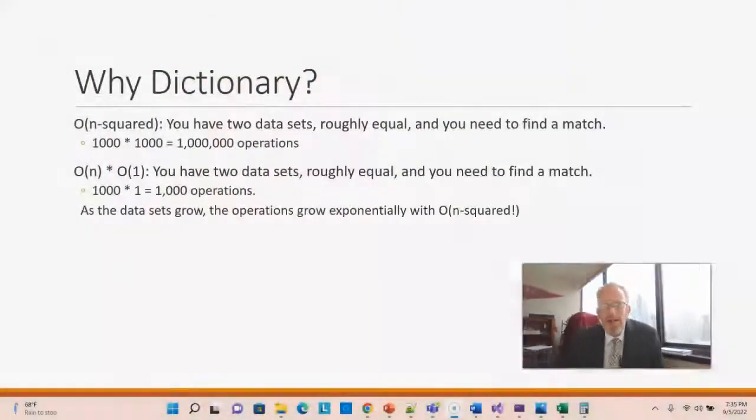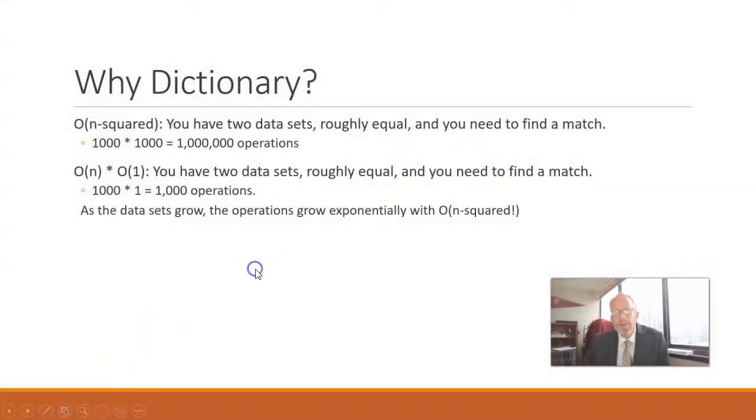O of n means for every additional unit of data, we take one more unit of time to process. And O of n squared means for every additional unit of data, it is exponentially more to process, which we want to avoid because that would indicate exponential growth of the time it takes to process the items. So let's think about if we have two different data sets.